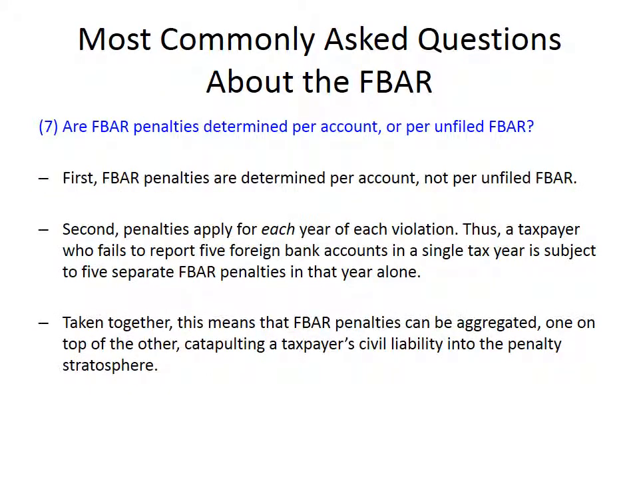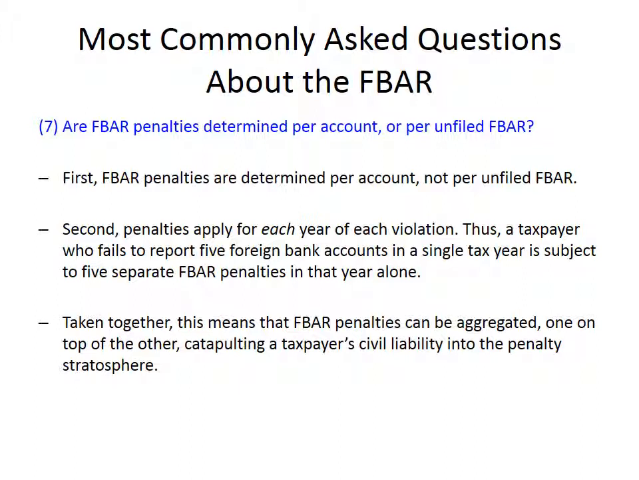Are FBAR penalties determined per account or per unfiled FBAR? Well, we've discussed this issue already. I don't want to beat it to death, but just to give you a quick and dirty outline here. First, FBAR penalties are determined per account, not per unfiled FBAR. That's significant because if you have multiple foreign accounts, you have to list all of them on one single FBAR. That's what leads taxpayers to believe that the FBAR penalty is based on merely an unfiled FBAR.